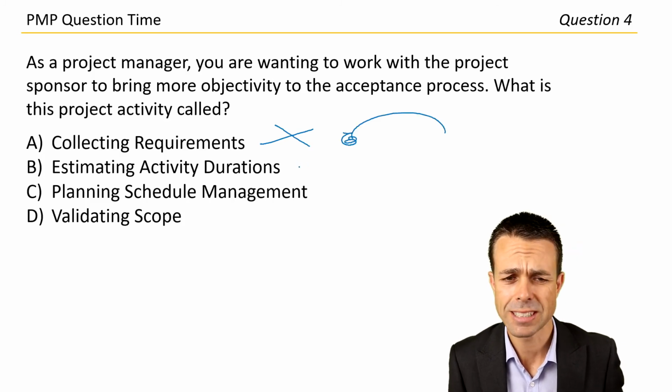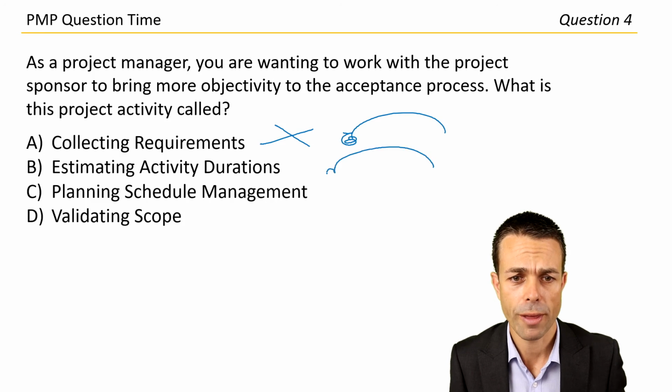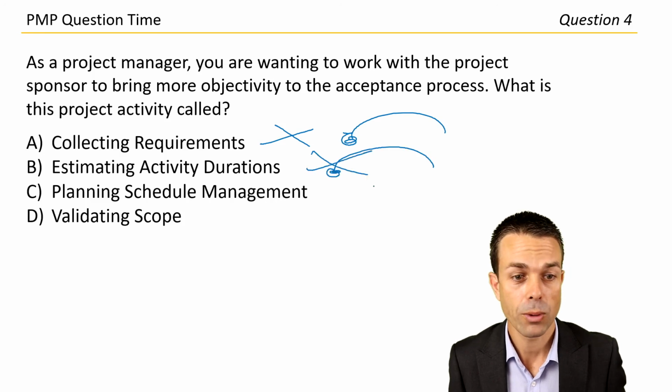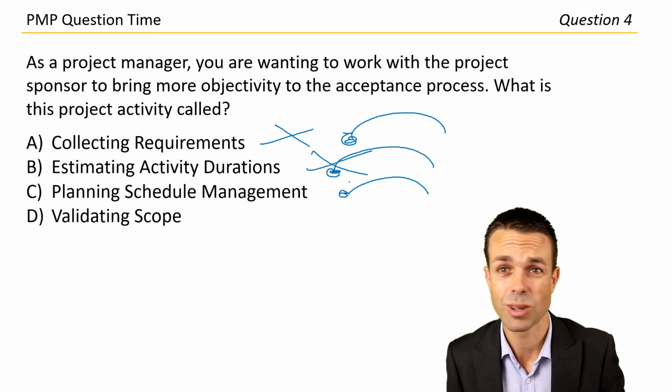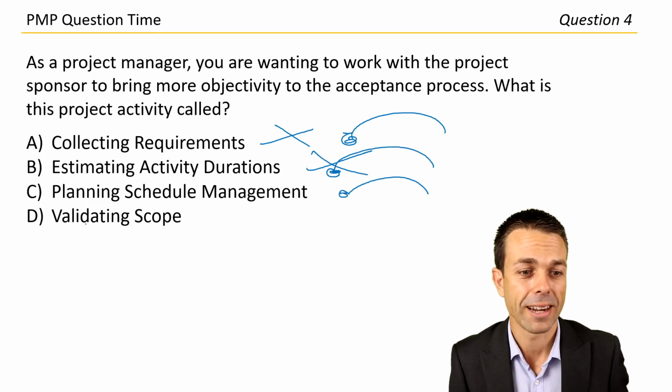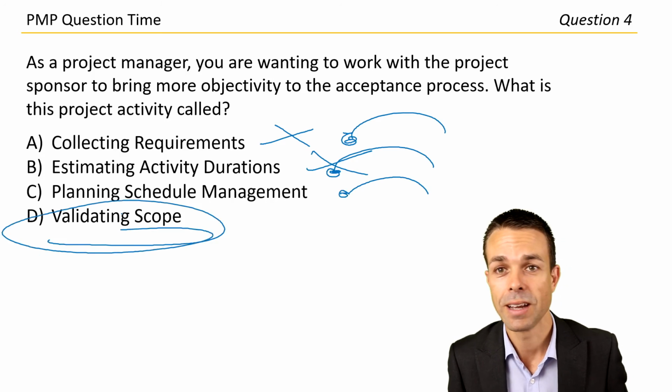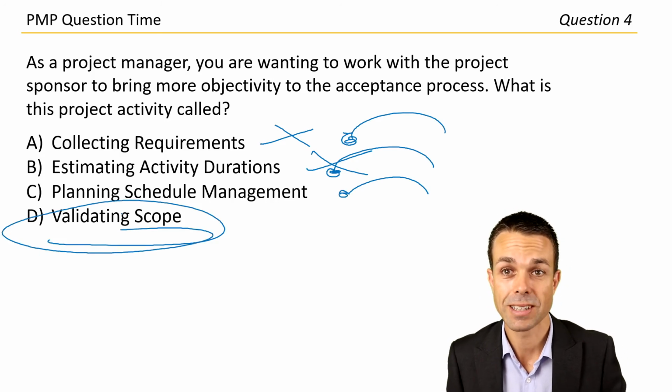Estimating activity durations? That's a schedule thing. No, let's not go that one. Planning schedule management? No, that's more the process around what we're going to be doing for the schedule. Not really related at all. Validate scope. This seems like the closest one here. So validating the scope is where we actually do bring objectivity to the acceptance process.